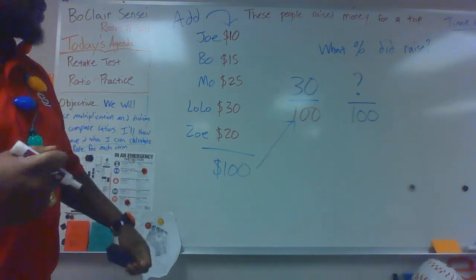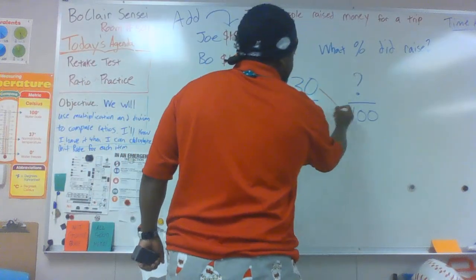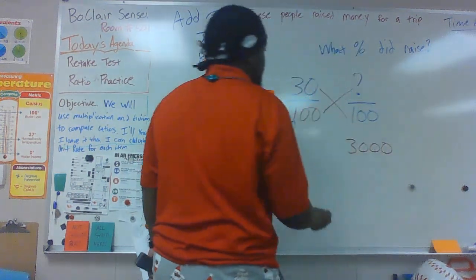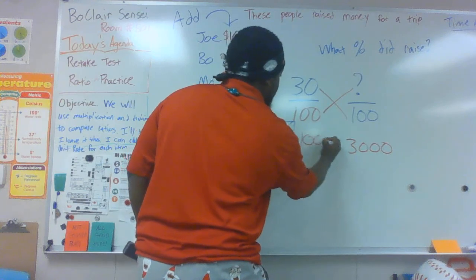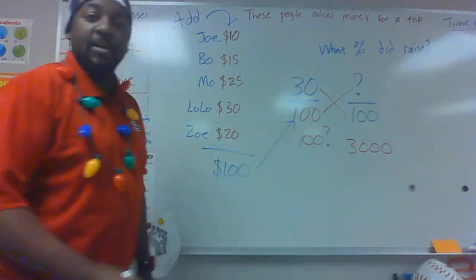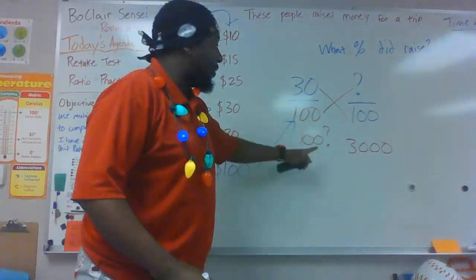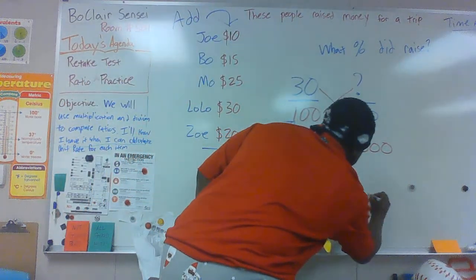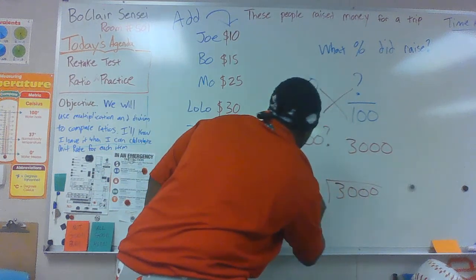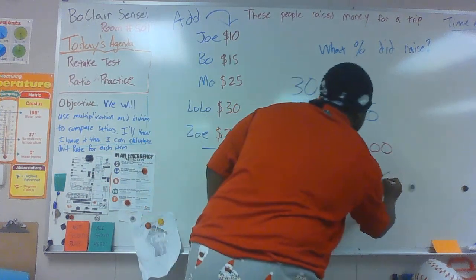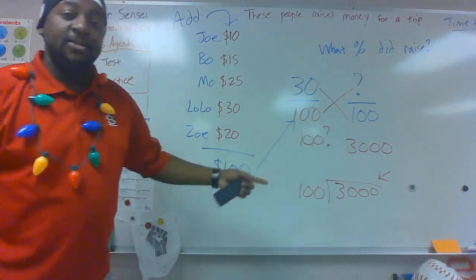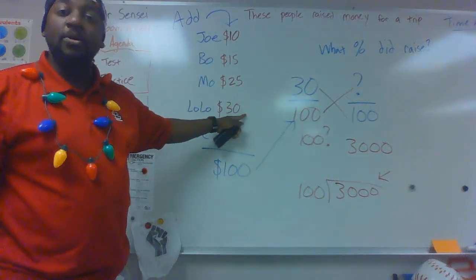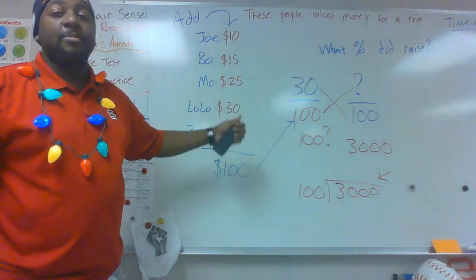To solve it, you'd finish your steps up. Cross multiply. 30 times 100 is 3,000. 100 times question mark gives me 100 question marks. Then if I wanted to solve this problem, I would divide by the number in front of the question mark. So I would do 3,000 divided by 100 to get my answer. And y'all, that answer would be my percentage for Lolo on this one. Please take your time, y'all.